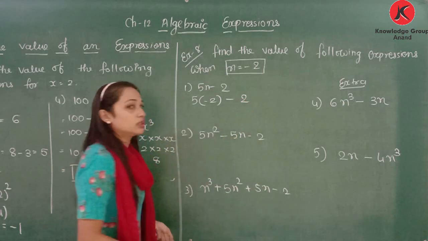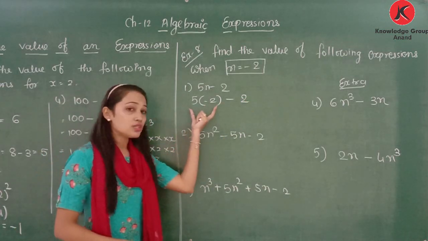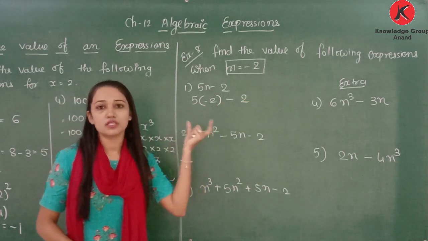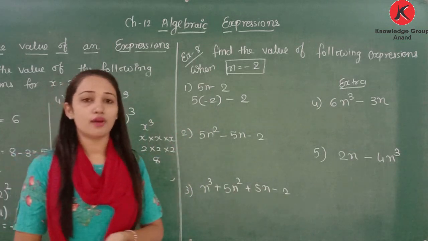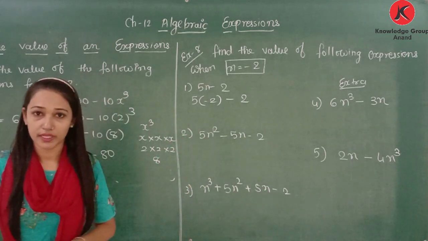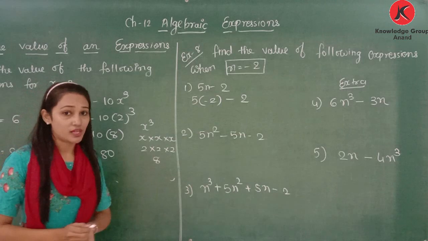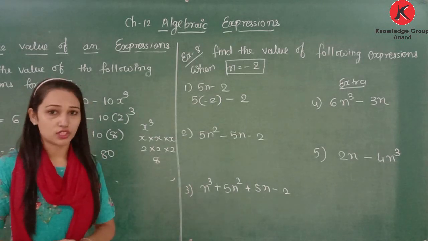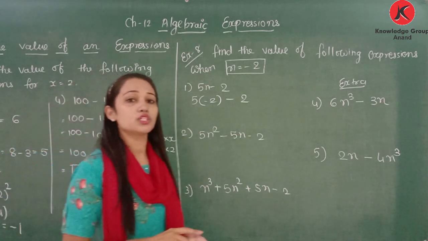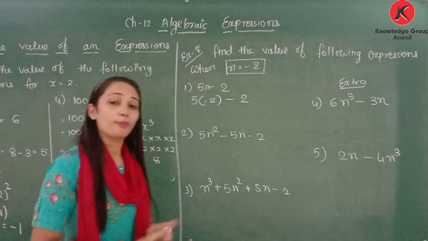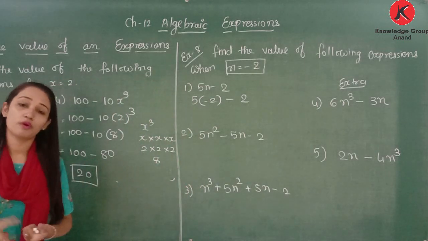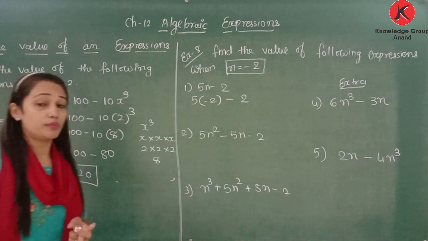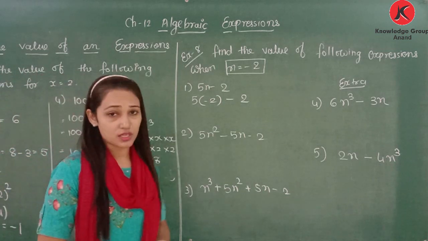Minus. Now whenever this kind of example is given, you need to perform the multiplication. Now you already learned about the DMAS property. DMAS property means division, multiplication, addition and subtraction. So whenever in the expression you have an operation of division, first perform division, then multiplication, then addition and then subtraction.